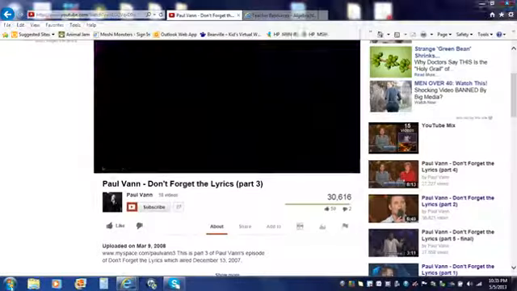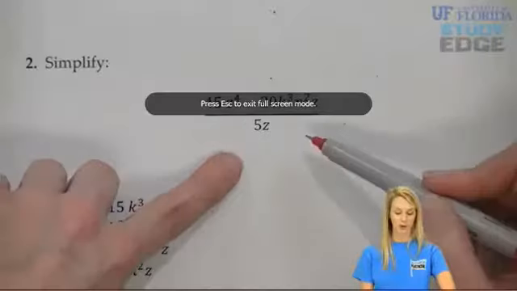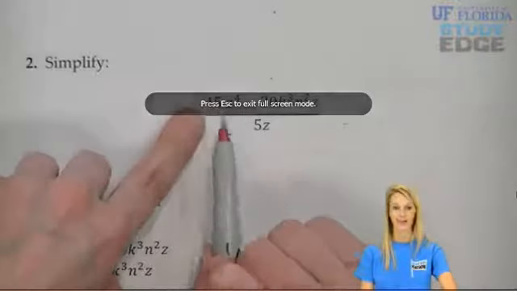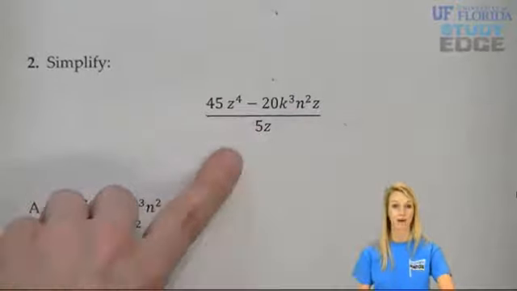And we'll check in on Paul after we finish our Algebra Nation. Problem number 2 from Algebra Nation. Here we go. To simplify. Once again, we have a polynomial over a monomial. What do? Break apart that numerator. Every single piece in your numerator needs to be divided by your denominator.